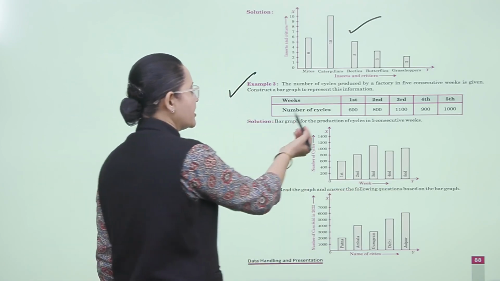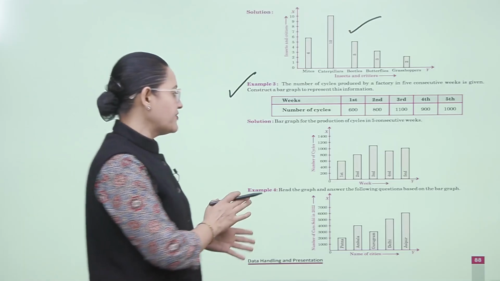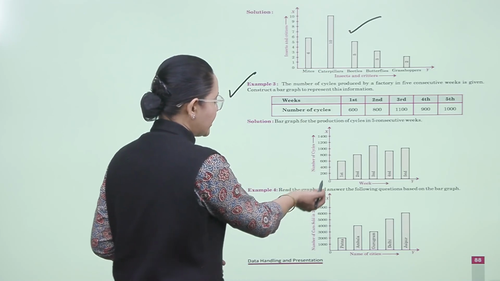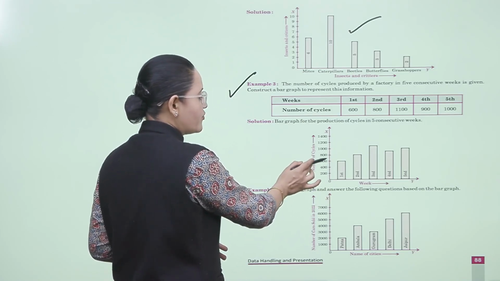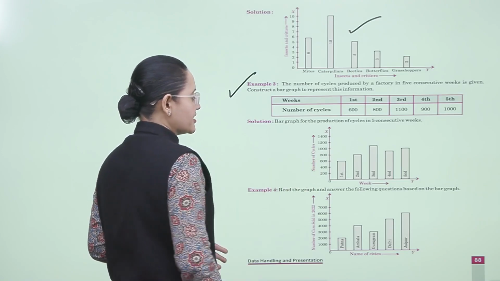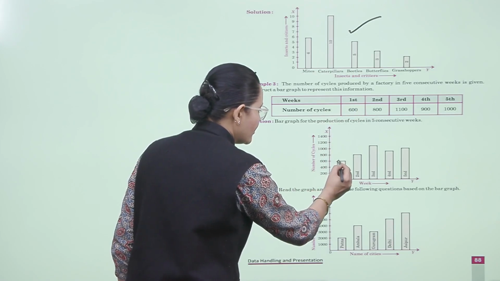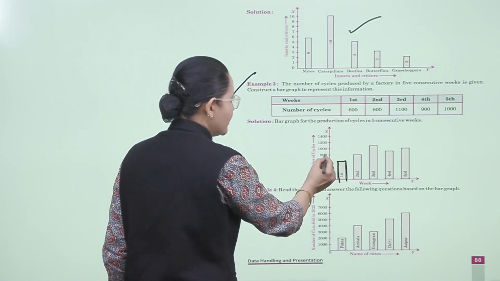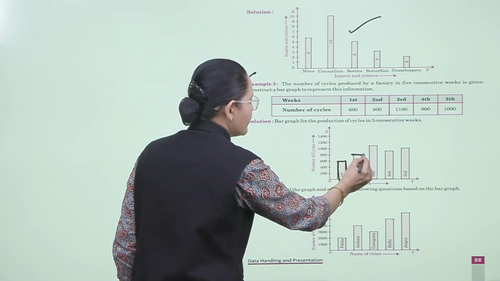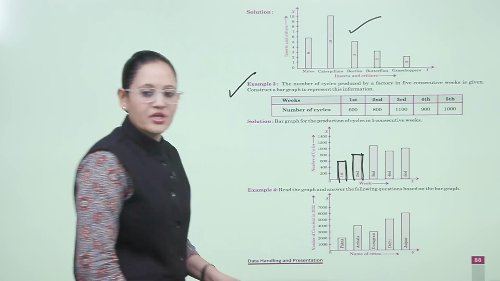and according to the given data, like here, in the first week, the number of cycles is 600. So we have taken a suitable scale, like here one big division is 200. So 0, 200, 400, 600 like this, and first week 600. So we'll draw like this. Second week 800, so 800 is here. So according to the given data, we will draw the bars.